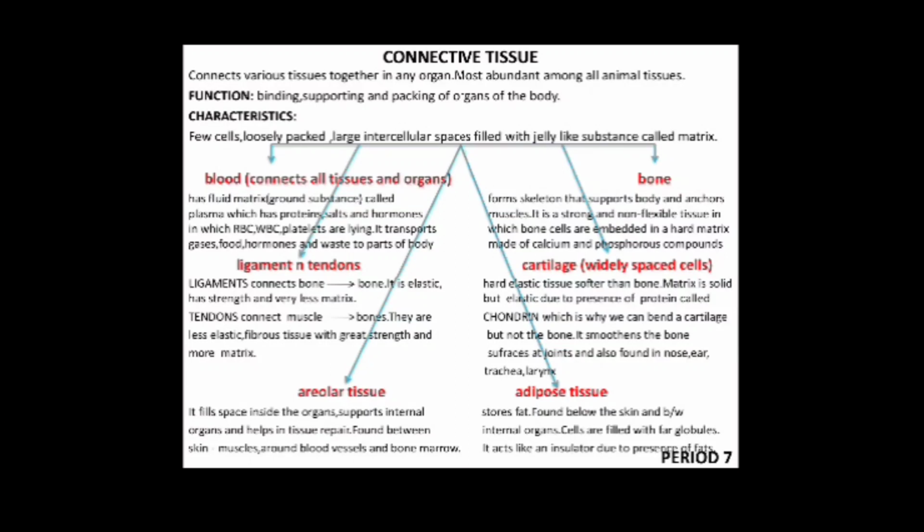Then adipose tissue, it stores fat found below the skin and between the internal organs, which provides a kind of cushioning between the organs. Cells are filled with fat globules. It acts like an insulator due to the presence of fats.